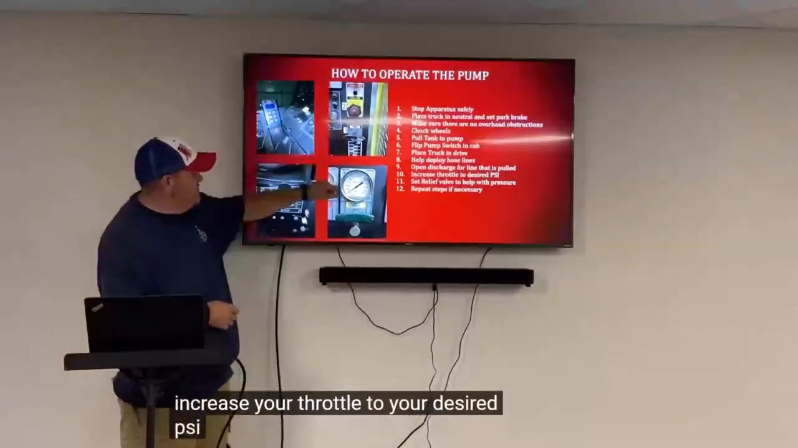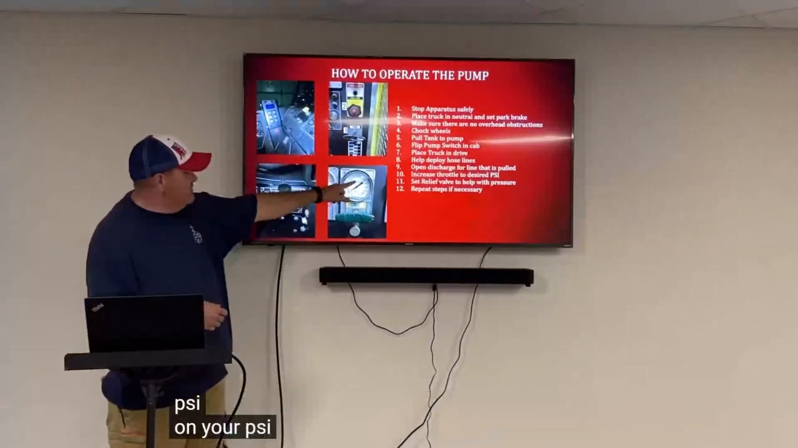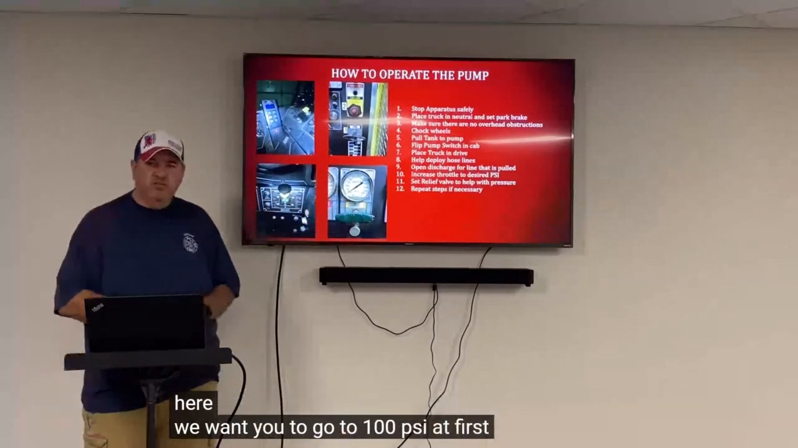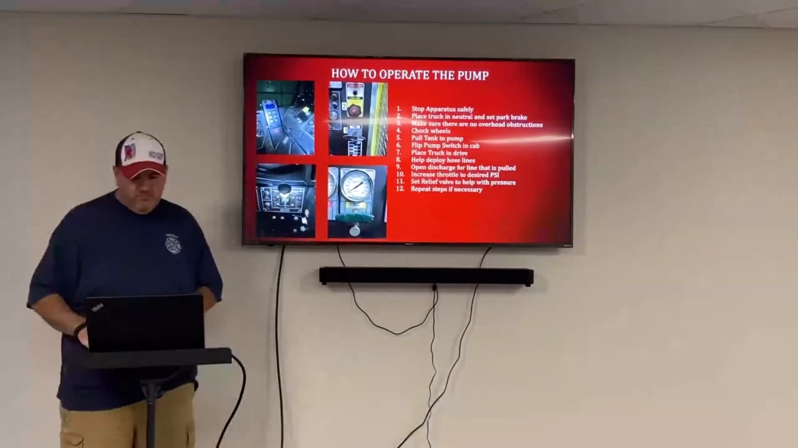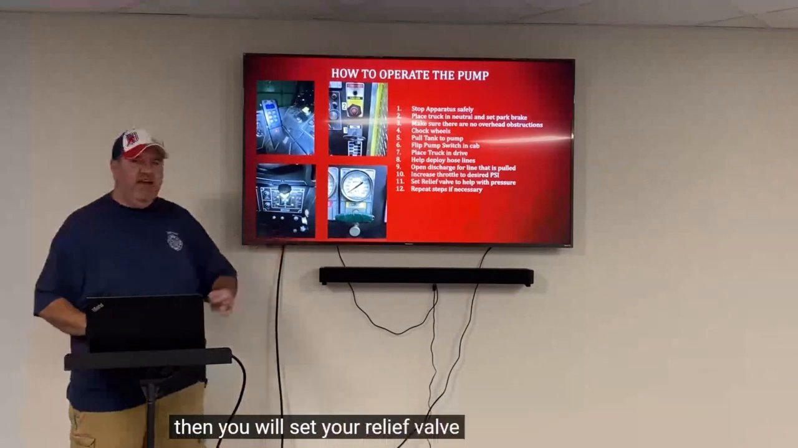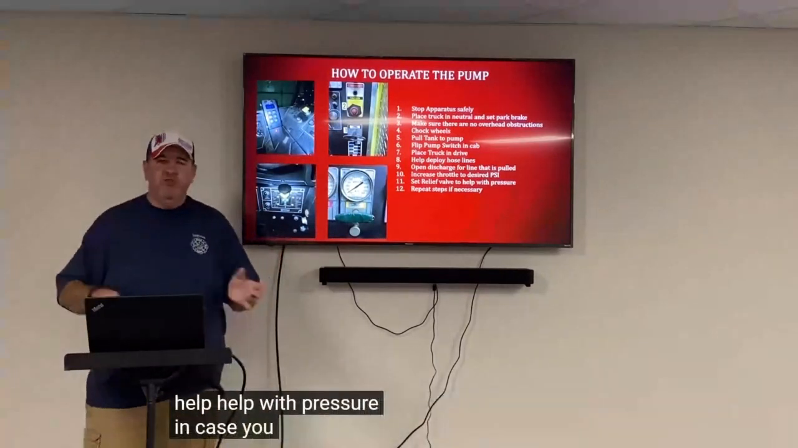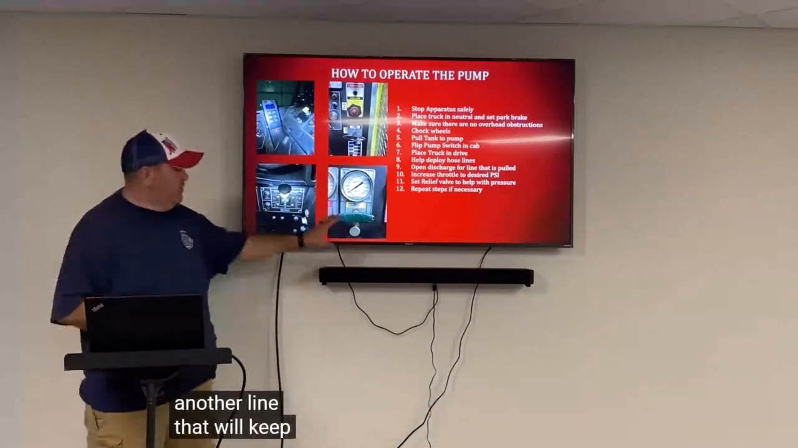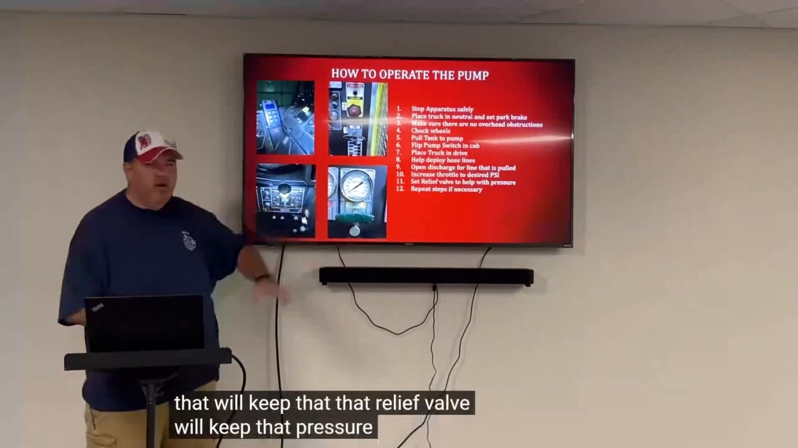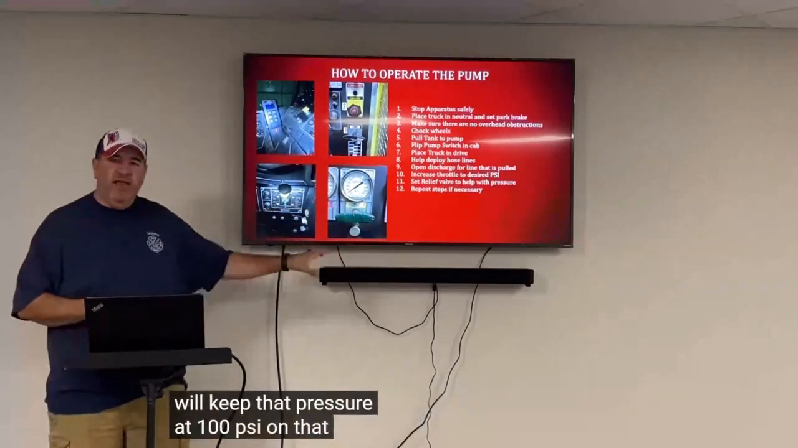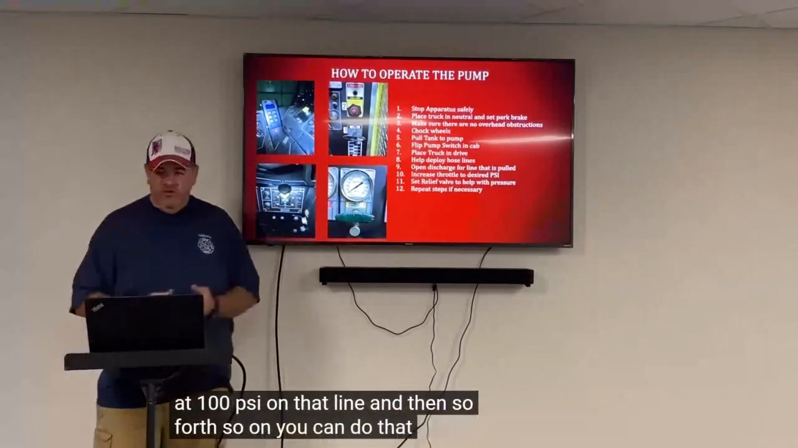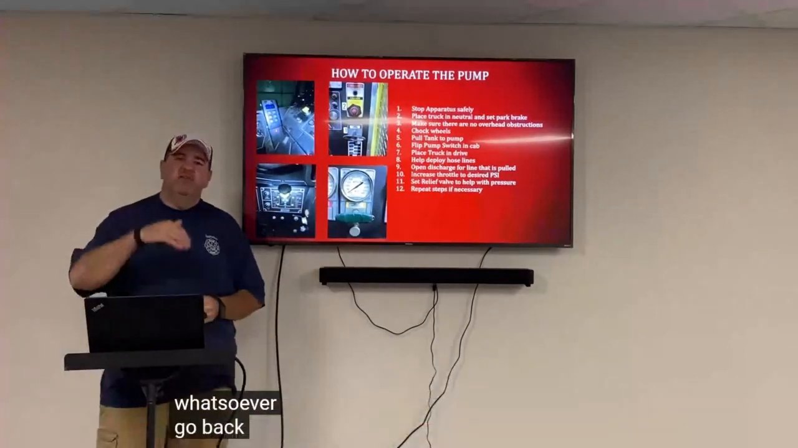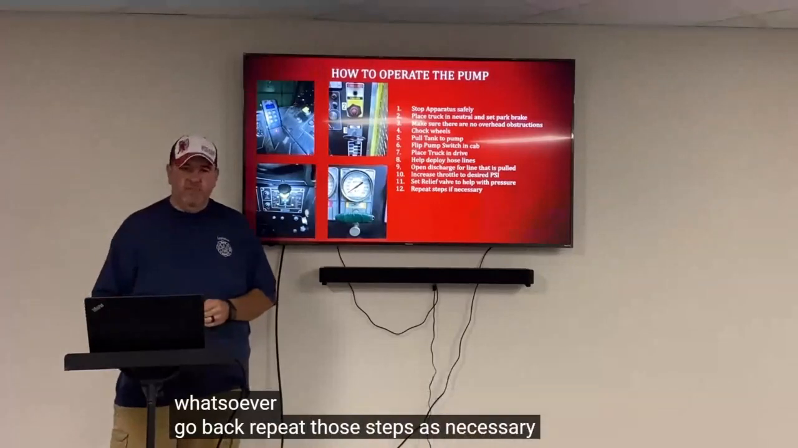You would then increase your throttle to your desired PSI. On your PSI gauge, it tells you right here, we want you to go to 100 PSI at first. Then you will set your relief valve to help with pressure in case you have to switch to or open another line. That relief valve will keep that pressure at 100 PSI on that line, and so forth, so on. If you are not getting any water whatsoever, go back, repeat those steps as necessary.